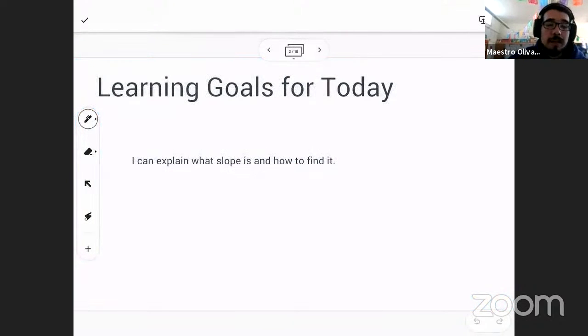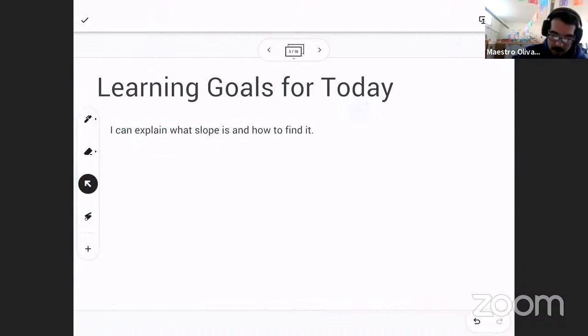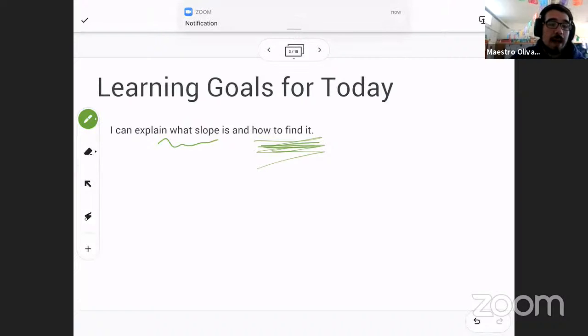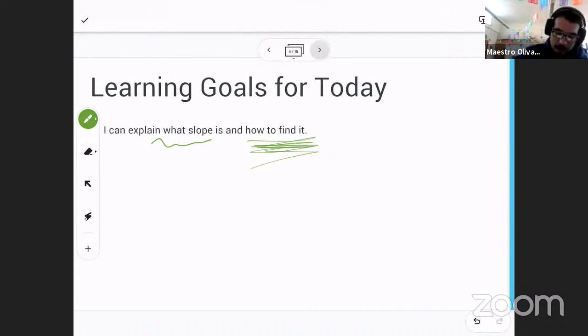So our learning goal for today is: I can explain what slope is and how to find it. Today we're going to be spending a majority of the time on calculating slope. So we're going to spend a lot of time on how to find it, not so much explaining what it is, but how to find it. Some of you might be wondering, well, what is slope? And we'll get an opportunity to look at that.